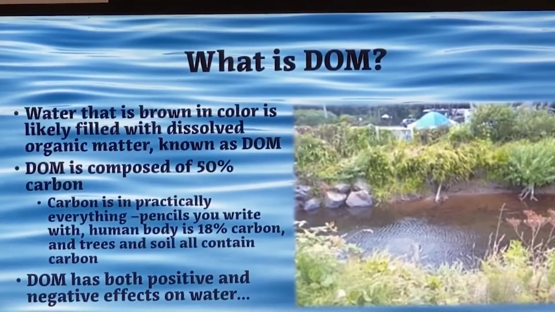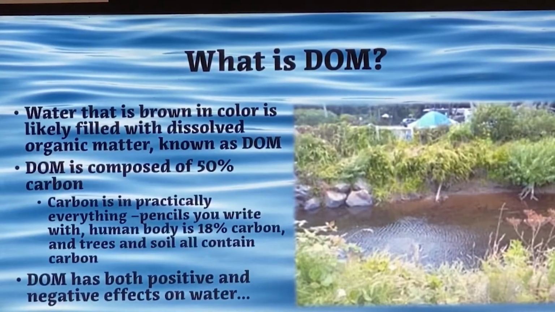Now, a term in engineering that's quite often used is DOM. It's dissolved organic matter. So water that is brown in color is likely filled with dissolved organic matter, known as DOM. DOM is composed of 50% carbon. Now, carbon is practically everywhere. In the pencils you write with, the human body is 18% carbon, and all of the trees and soil on this earth all contain carbon. So this is a very common element. DOM has both positive and negative effects on water.